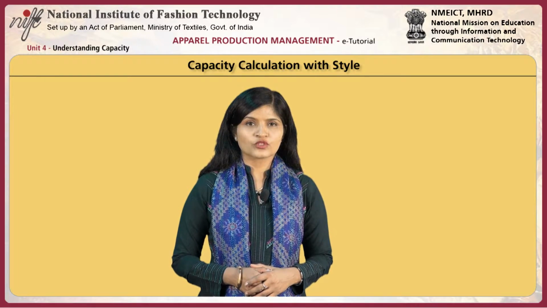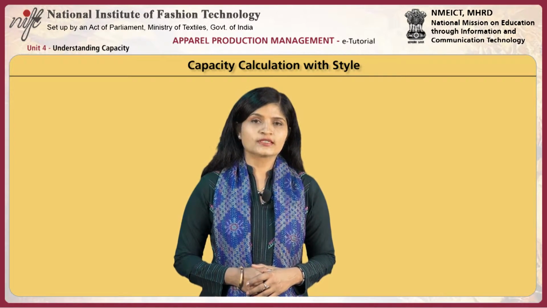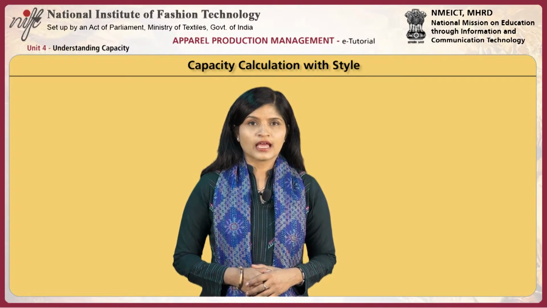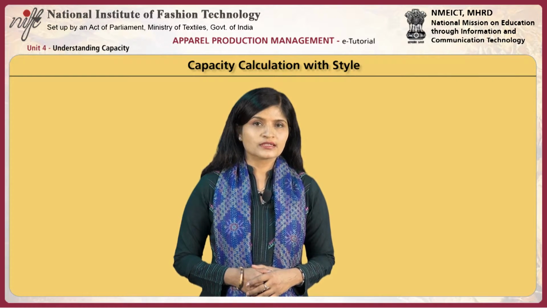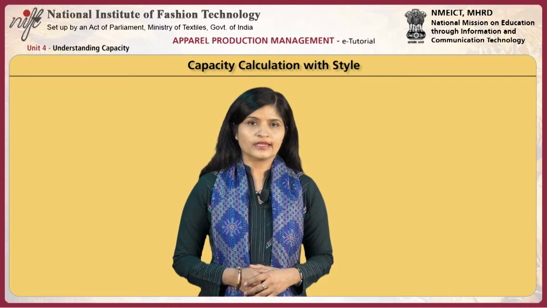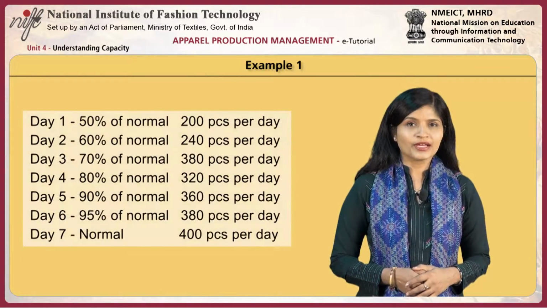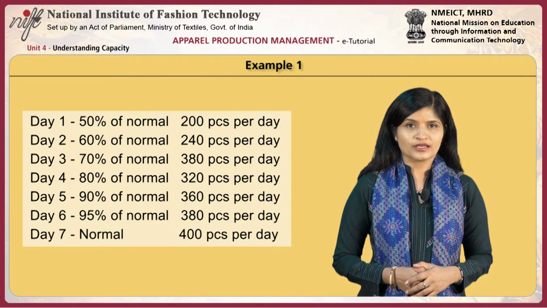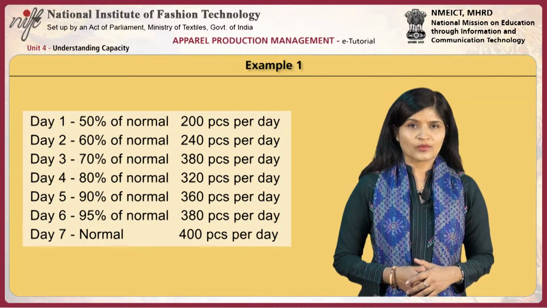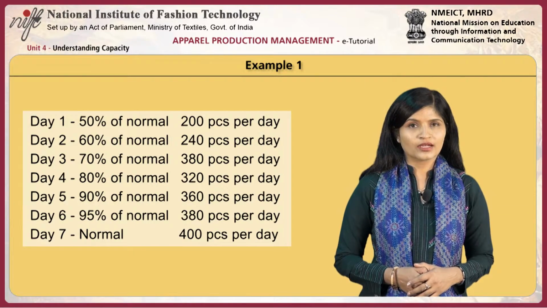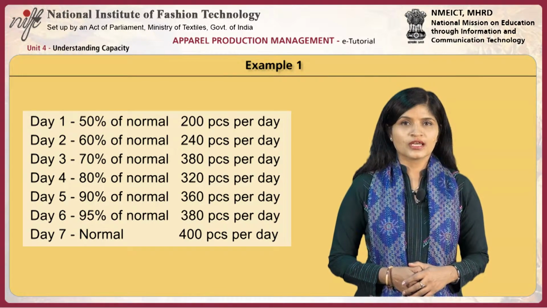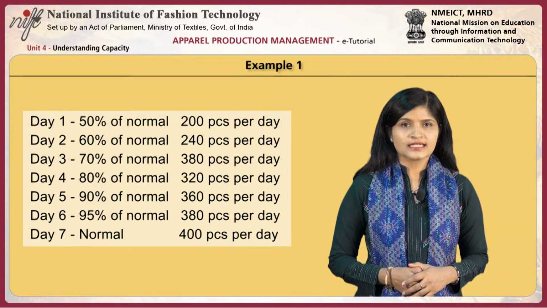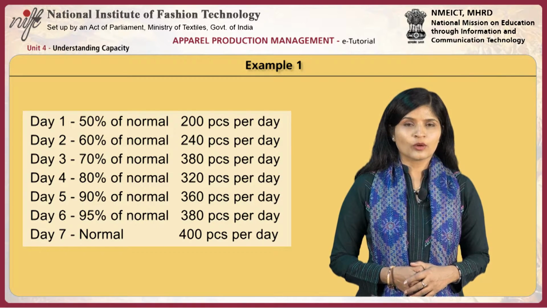The first few days or weeks output will be lower while machines are changed, operators develop new skills, the line is balanced and the quality standards are achieved. This is called startup allowance or learning curve. A company at 100% efficiency produces 400 pieces per day, but for example a 6-day allowance might look like this. Day 1 the efficiency is 50%, then increases to 60%, 70, 80, 90, 95 and finally normal efficiency is achieved on day 7.